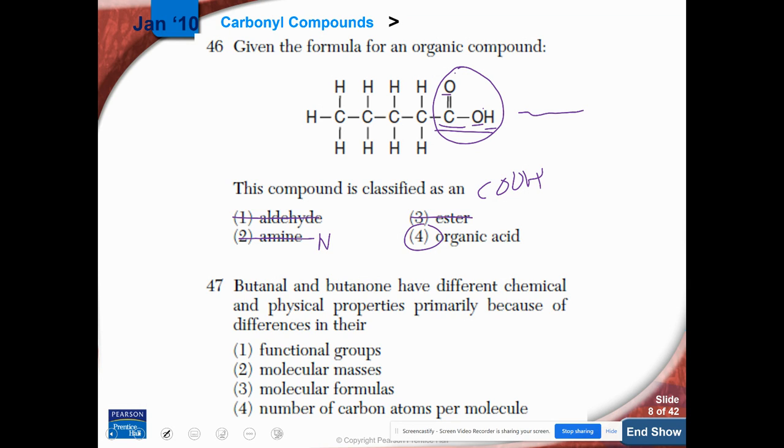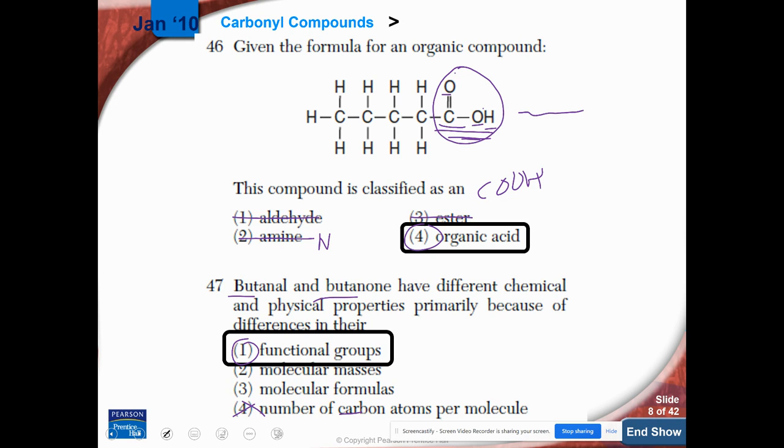So butanal and butanone have different chemical and physical properties, primarily because of their different functional groups. Okay, so a functional group gives physical and chemical properties, right? All organic acids are going to have some similar, not the same, similar chemical and physical properties. Same thing about esters. All esters are going to have some similar physical and chemical properties, right? They're all going to be very fragrant. They have the same number of carbon atoms because these are both "but", so that obviously cannot be it. And then there's our answers, which you already knew because it was in your notes.